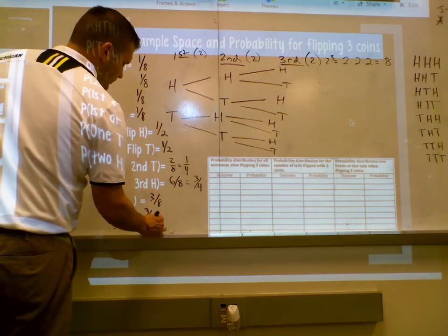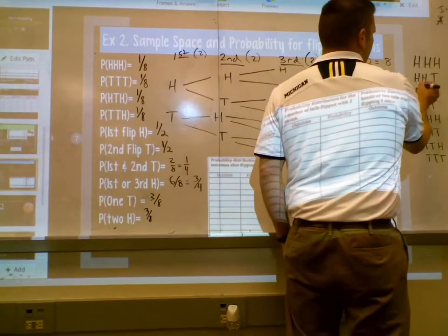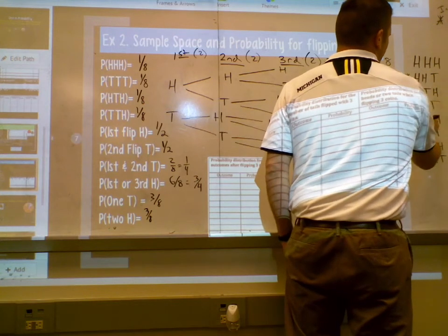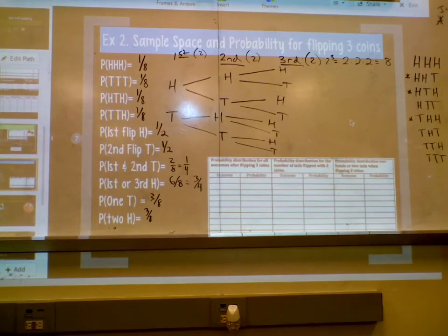Now, my 1 tail was this one, and this one, right? Which outcomes are my 2 heads?